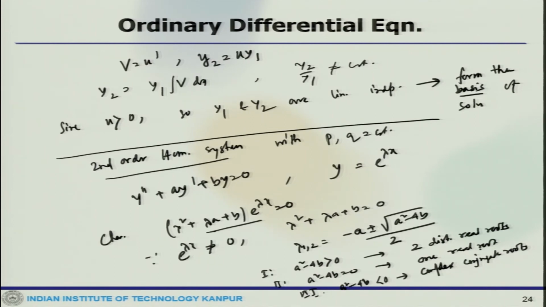So, first, when p and q are constant, the solution would be in this form, and you get this characteristic equation in lambda. This depends on the discriminant a square minus 4b, whether it is positive, 0 or negative, whether we will end up getting two real roots, one real root or complex conjugate roots. So, that would be determined. Now, we can look at the detailed case studies of these different cases in the next session.